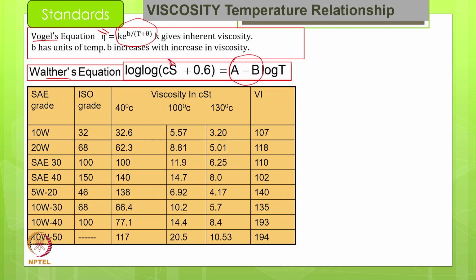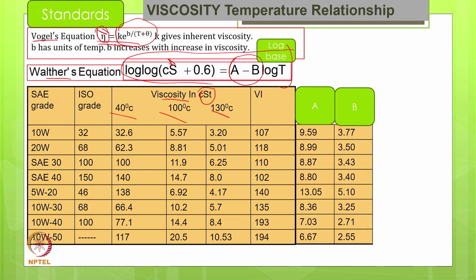So how do we do that? Now here suppose viscosity is given at different temperatures, 40 degrees, 100 degrees, 130 degrees. That means we can find out this relation and we can find out that relation also. The only drawback in the first relation is that this is for the dynamic viscosity, and for dynamic viscosity we cannot directly use the cSt value, we need to convert into millipascal second. That will require the density of the lubricant.